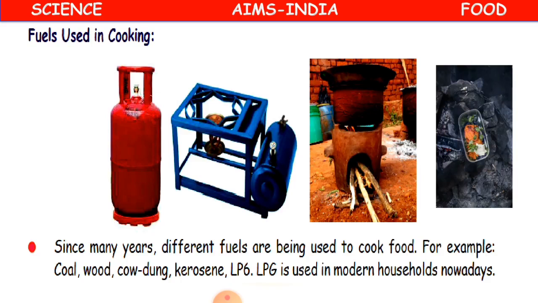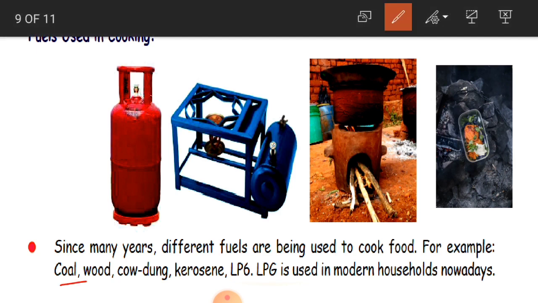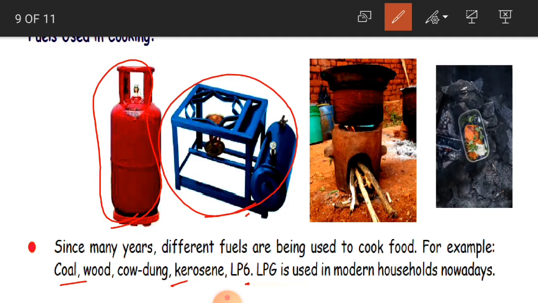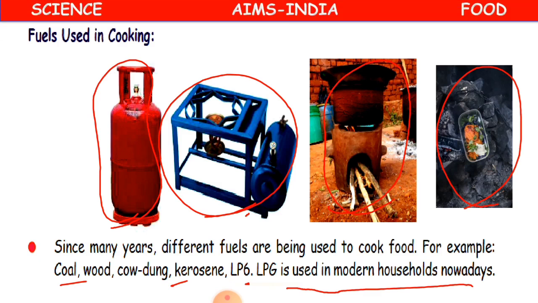So what are they? Since many years, different fuels are being used to cook food. For example, coal, wood, cow dung, kerosene, LPG. LPG is nothing but our gas, children, and this gas cylinder. So how do we cook, children? By using some fuels. We use gas here, that is known as LPG. Here we use kerosene. Here we are using wood, and here is our coal. By heating these fuels, we get fire, and by this we are going to cook our food. And these days, in modern days, we are using mostly LPG, that is the gas. Okay, children.